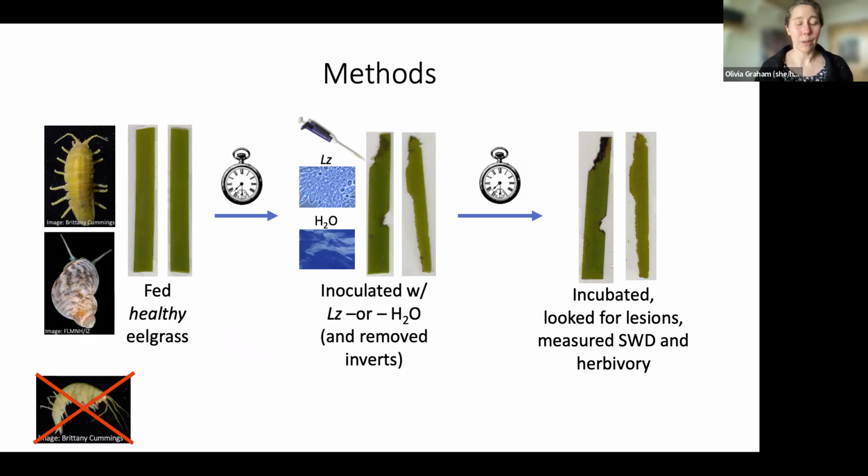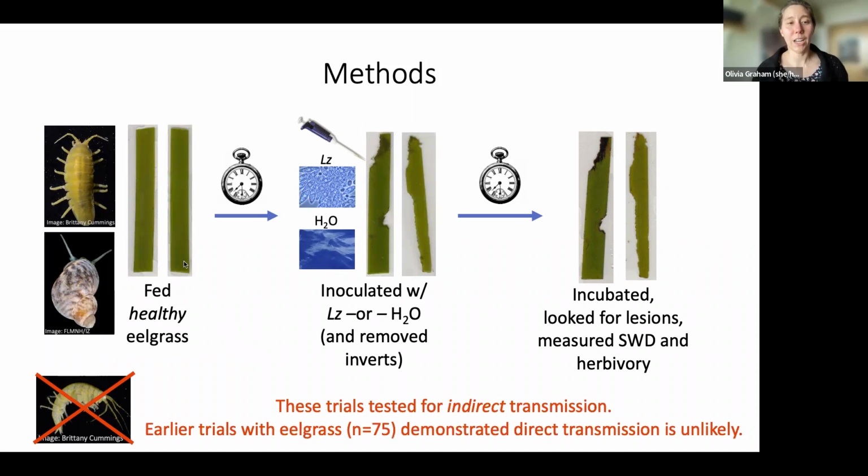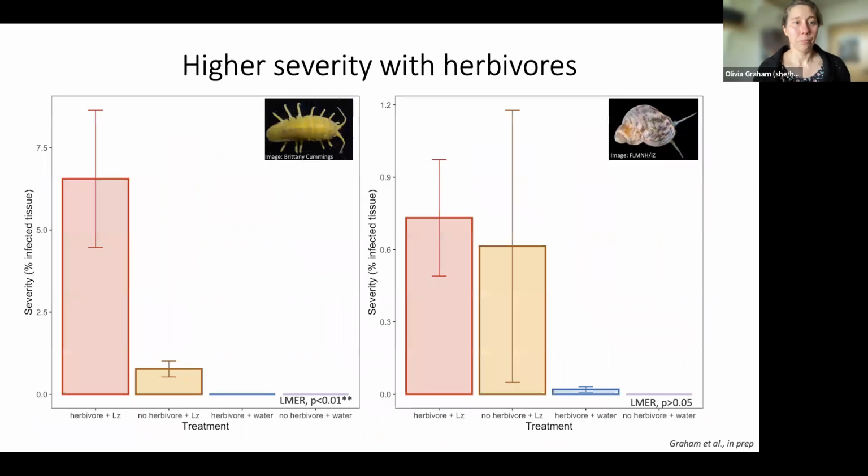I did not test amphipods here because when I tried to feed them healthy eelgrass tissue, they would not consume it. I should also note that these trials test for indirect disease transmission. And that is because earlier trials where I tested for direct transmission of the pathogen showed that that is an unlikely mechanism of disease spread.